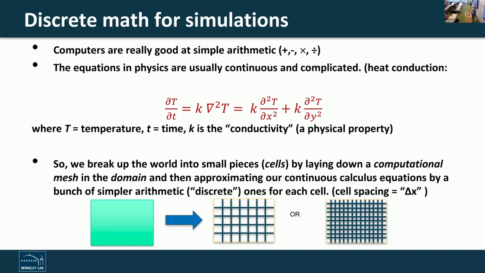Computers are really good at simple arithmetic, right? Like addition, subtraction, multiplication, division. When I talk to elementary school kids, I like to say basically computers are really good at fourth grade math. They just do it really well and really fast. But the equations of physics are usually continuous and complicated.